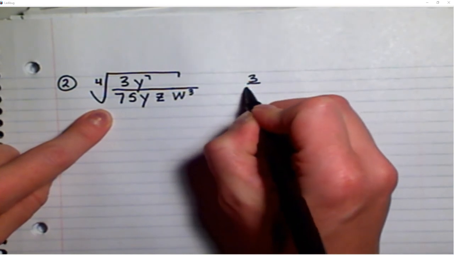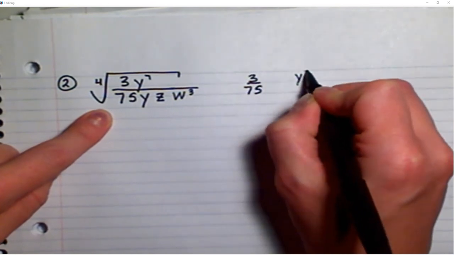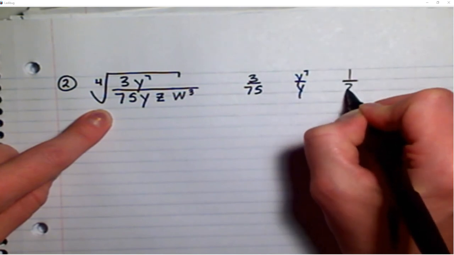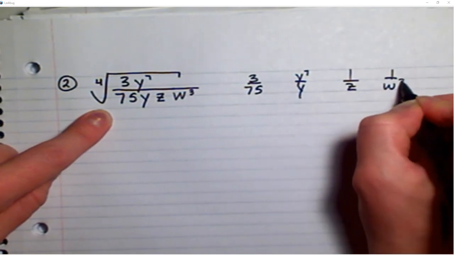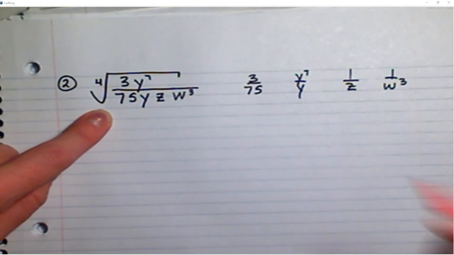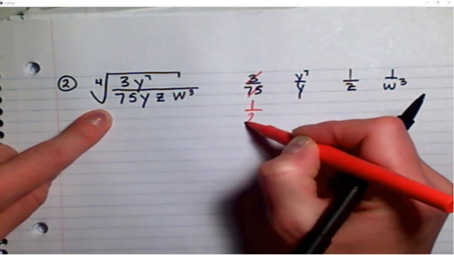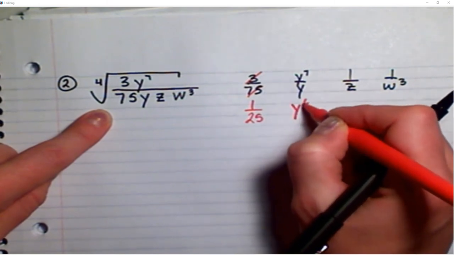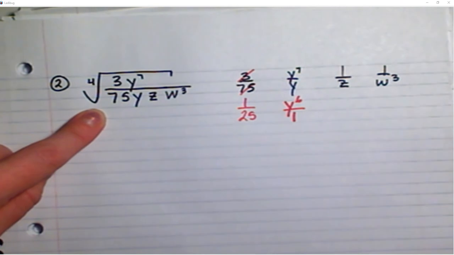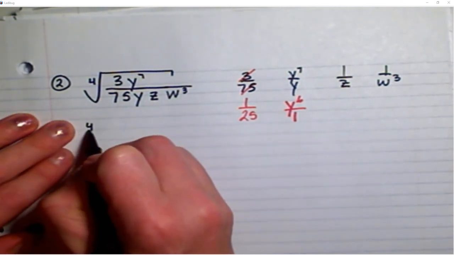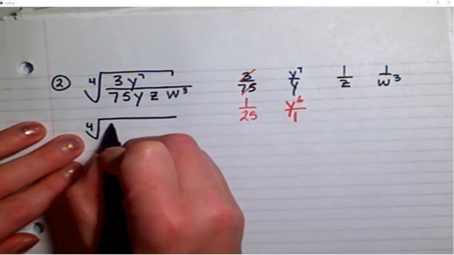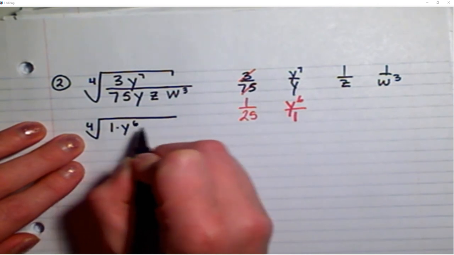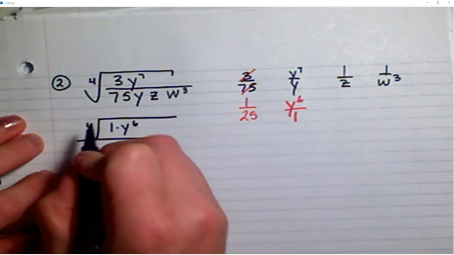Okay, can I simplify? Now it's already under 1 radical, so I'm going to go ahead and pull these pieces out and just look to make sure it's all simplified. I do notice that 3 and 75 does simplify to 1 over 25. And this simplifies to y to the 6th, and nothing happens for those other two pieces. So I'm going to write 1y to the 6th. Okay, so that's the only thing I have in the numerator.